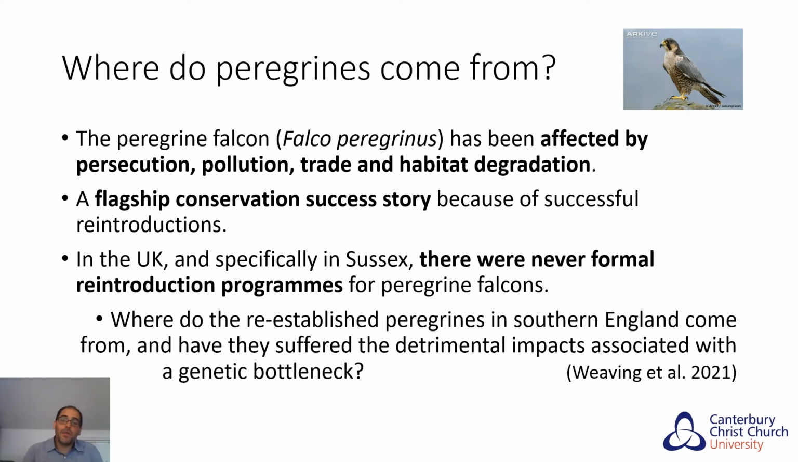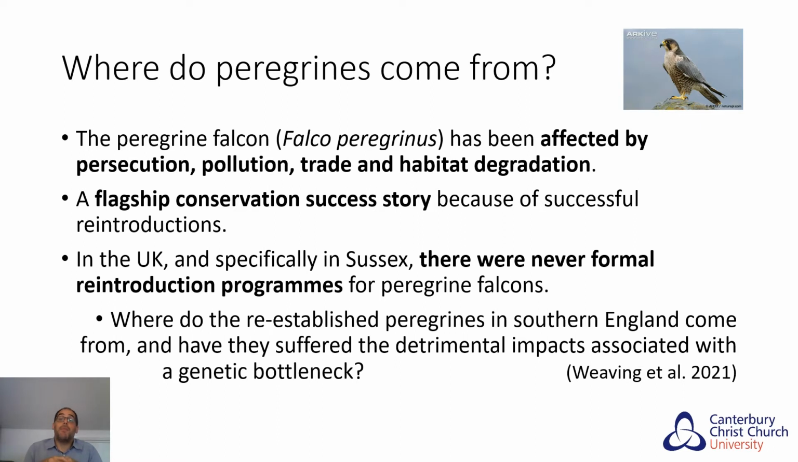Now, the question we wanted to ask in our research study is, where do peregrines come from? You might know that the peregrine falcon has been affected by persecution, by pollution, and problems with trade. It's a charismatic animal, and people want to keep it for falconry, so it has been extracted from the wild to breed in captivity as well. And obviously there is habitat degradation, the loss of habitat where these animals might want to breed and establish their nests.